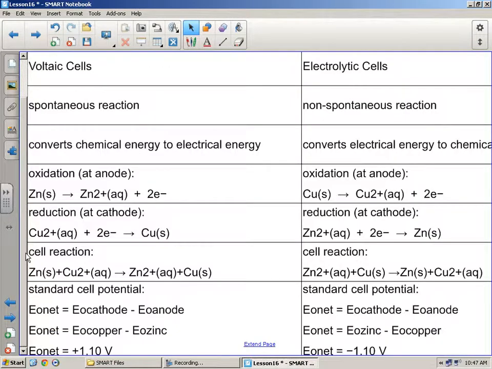Oxidation, of course, for the voltaic cell. Now this is specific for, like I said, the Daniell half cell. In the voltaic one, zinc was being oxidized. In the electrolytic one, it's copper that's being oxidized. Okay? Obviously opposites. They don't always have to be like this. Of course, we're giving you a specific example here, so you have to be aware of that.